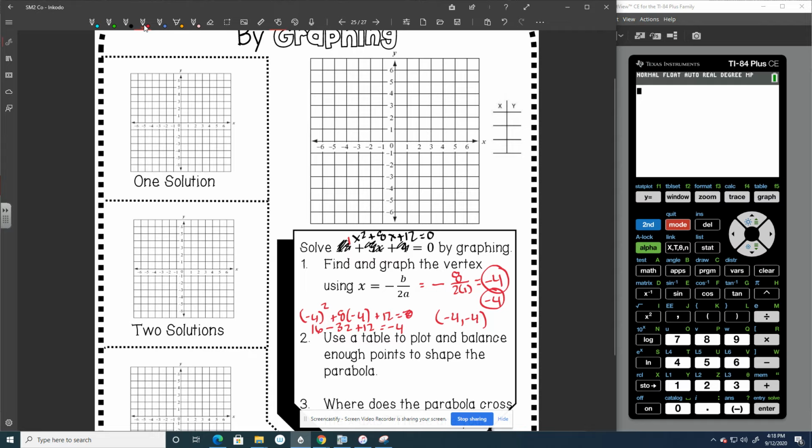So up here on my graph, I go over 1, 2, 3, 4, and down 1, 2, 3, 4. My vertex is going to be right there. Now remember from the last video, we've got to plot a few other points. So I already know that negative 4 is a point on my graph. I want to go to the right and to the left. And let's just go to the right 2. So let's go over to negative 2, and let's go to the left to negative 6.